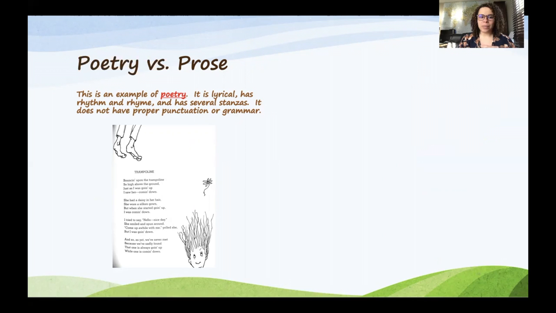Bouncing upon the trampoline so high above the ground, just as I was going up, I saw her coming down. Going and coming and bouncing, those aren't your, that's not what we would write if we were writing a formal paper. She had a daisy in her hair, she wore a silken gown, but when she started going up, I was coming down.